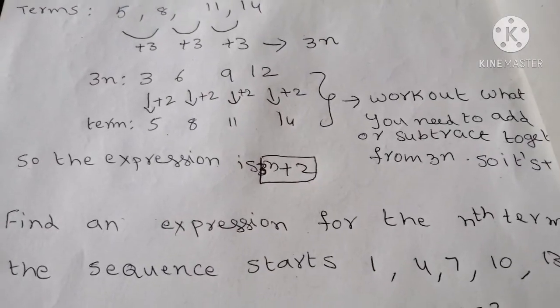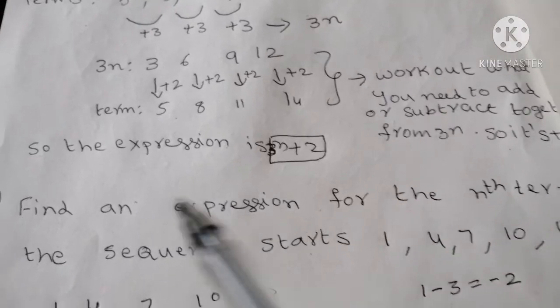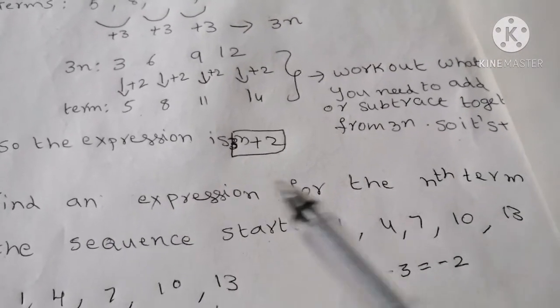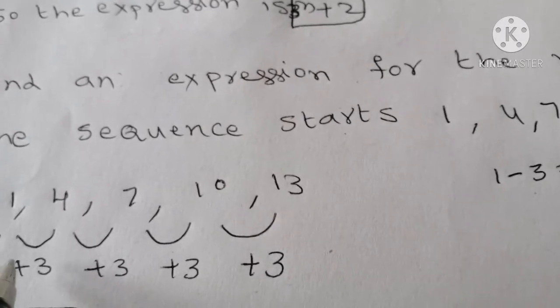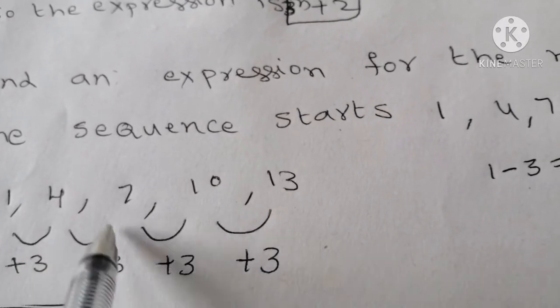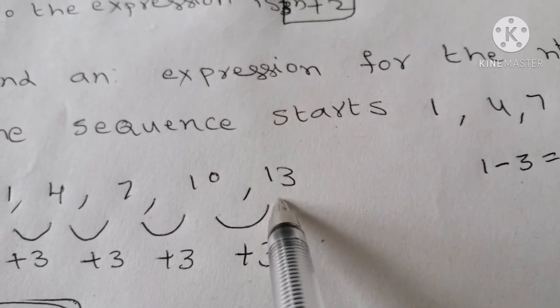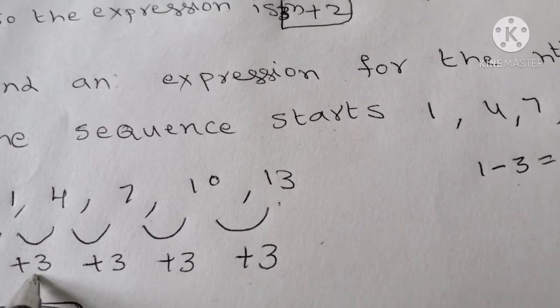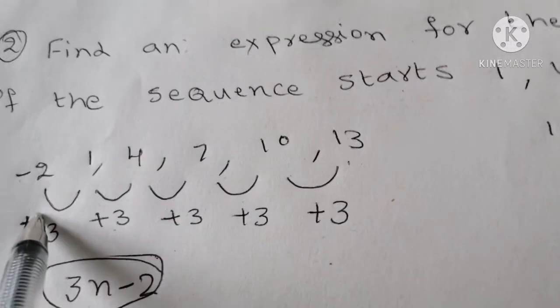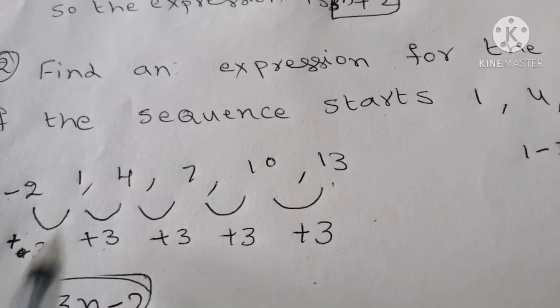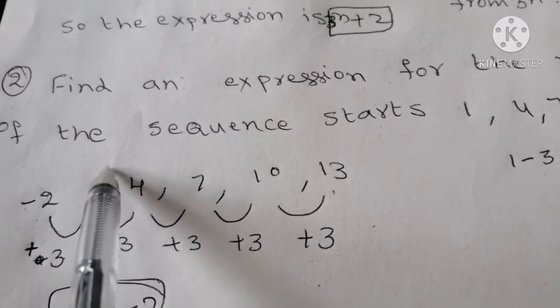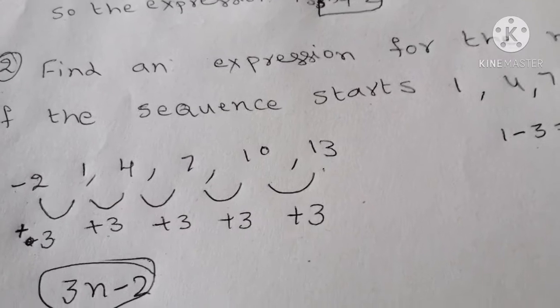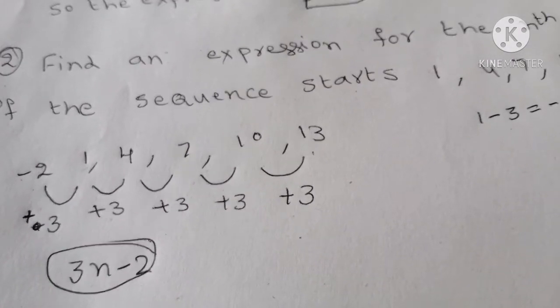If you see this question, find an expression for nth term of the sequence starts 1, 4, 7, 10, 13. So, in this sequence we are finding the difference between all terms in the sequence. So, this is plus 3 and we need to find the previous term. When you add minus 2 plus 3, then you will get 1. So, our expression is going to be 3n minus 2.